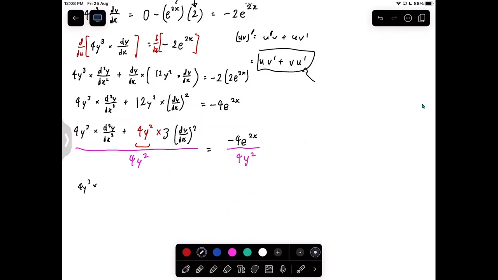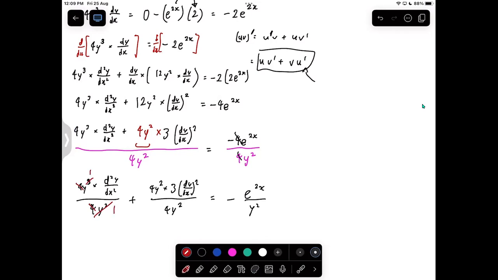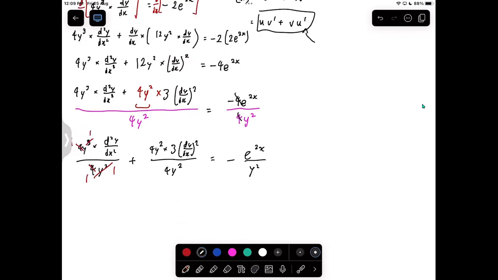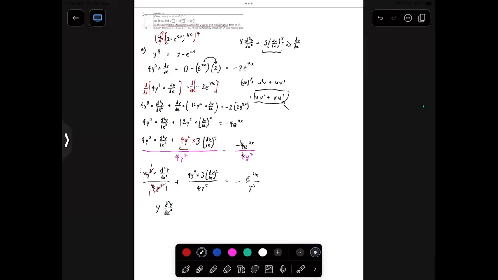So it's 4y cubed times d2y dx squared over 4y squared plus 4y squared times 3 times dy dx bracket squared over 4y squared equals, 4 and 4 cancel away. You're left with negative e power 2x over y squared. This one, 4 and 4 cancel away. Y squared and y cubed, this becomes 1 copy left on top. So y times d2y by dx squared, which is exactly what we needed at the beginning.